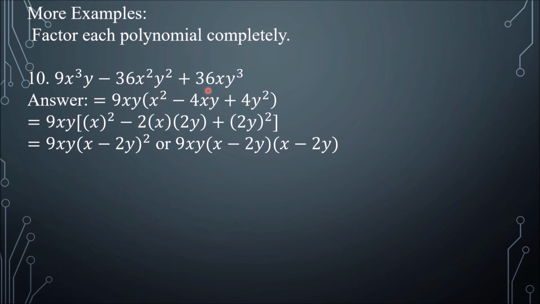Now, factoring this, we have x squared, that's x squared, then 2 times x. In order to get 4xy, we need to multiply 2x by 2y. Now, this 2y will be used in our last term, again, in order to get 4y squared. Simplifying that, we have 9xy, x, then minus 2y is the last term, so x minus 2y squared, or 9xy times x minus 2y times x minus 2y.